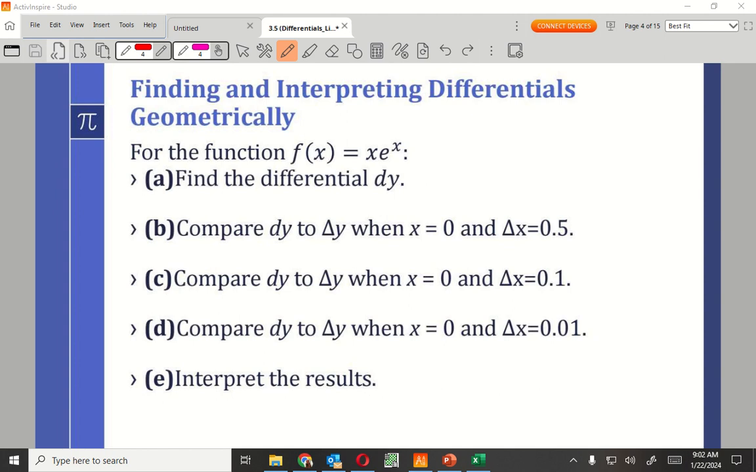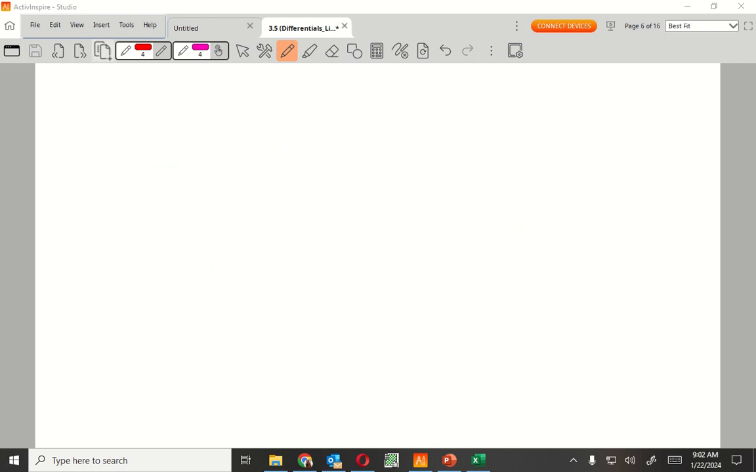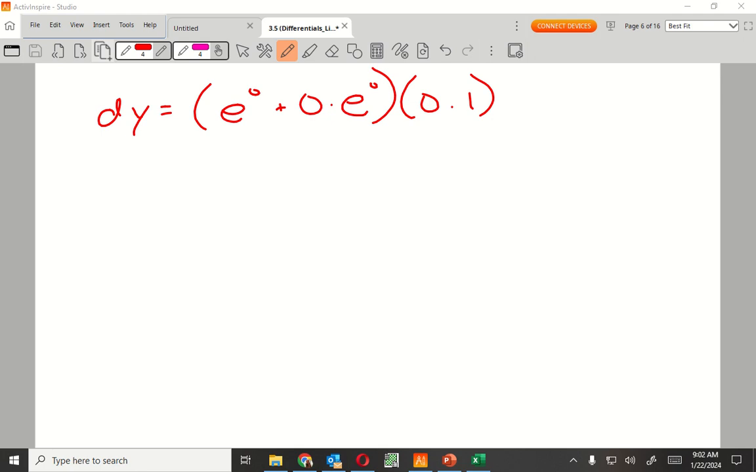So now I'm going to get my delta x even closer, by plugging in 0.1. So let's do that again. So 0.1, so dy equals e to the 0 plus 0 times e to the 0, times 0.1. And this one right here, dy equals 0.1.